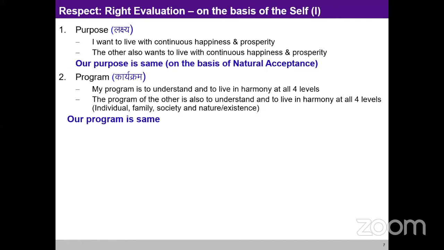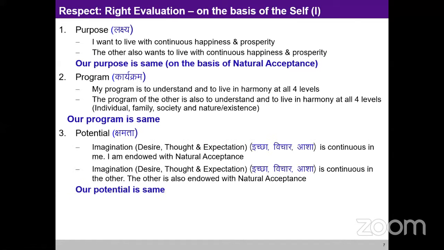If we look a little further, what is the program? Like when I want happiness and prosperity, what do I need to do to achieve it? So my program or my plan of action is to understand and to live in harmony at all the levels that I interact with. So individually, harmony within myself, harmony within my family, harmony in society, and harmony in the nature, the environment around me. So if I really want continuous happiness and prosperity, I will need to understand all of these and to be able to live in harmony with all of these. Similarly, the program of the other is also to understand and to live in harmony at all these 4 levels. So our program is also the same.